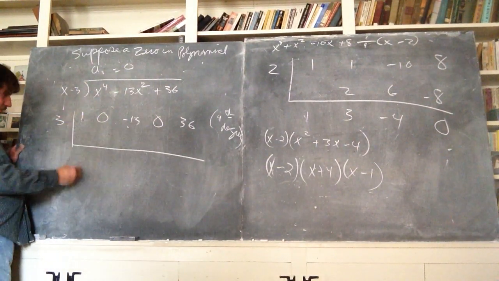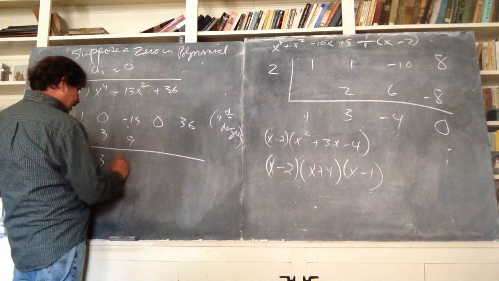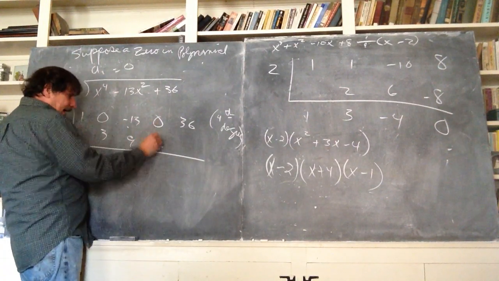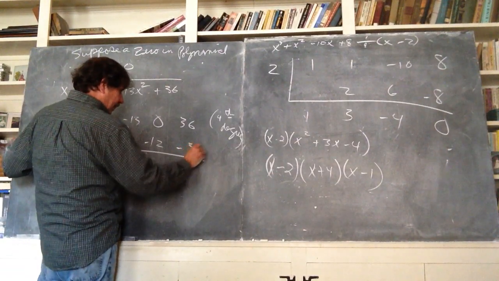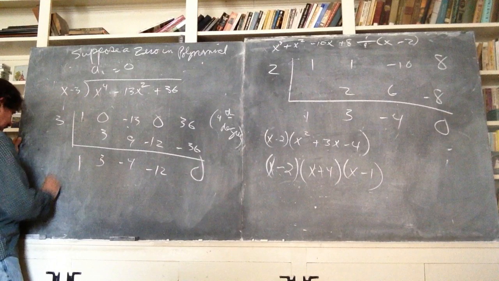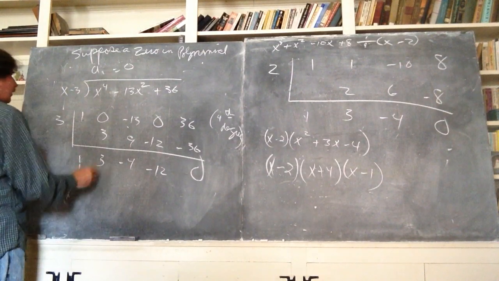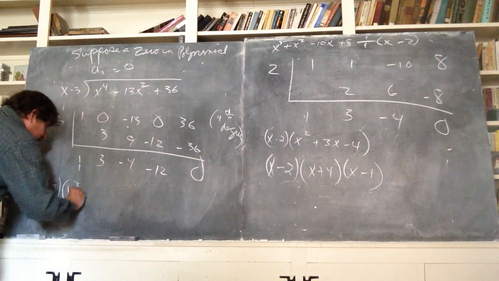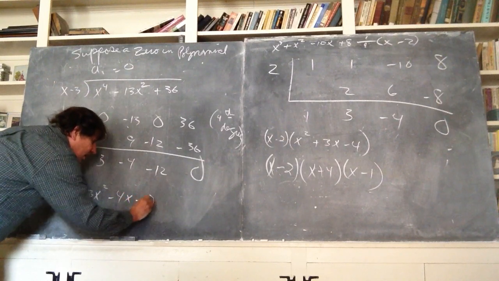Bring down, multiply, add. Bring down 1. 3 times 1 down to 3. Add. 3. 3 times 3 is 9. Add. Minus 4. Multiply. Minus 12, sorry. Add. Minus 12. Multiply. Add. x minus 3 times, that's x to the third, because this is fourth degree, plus 3x squared minus 4x minus 12.